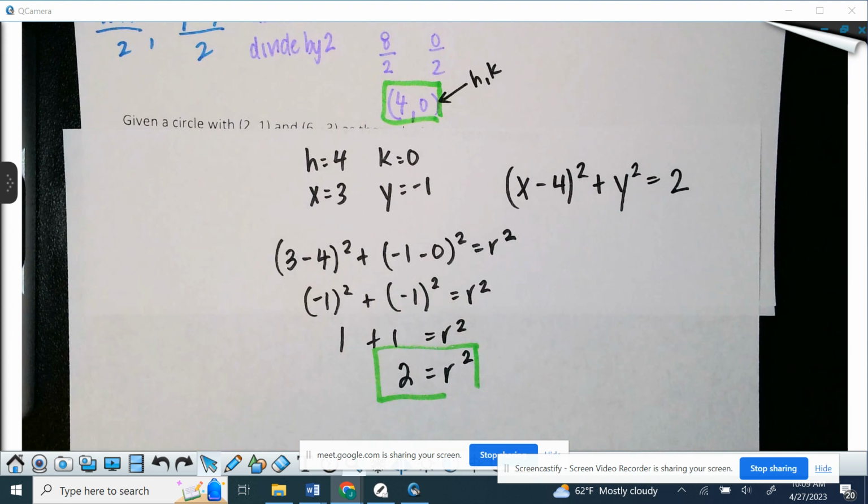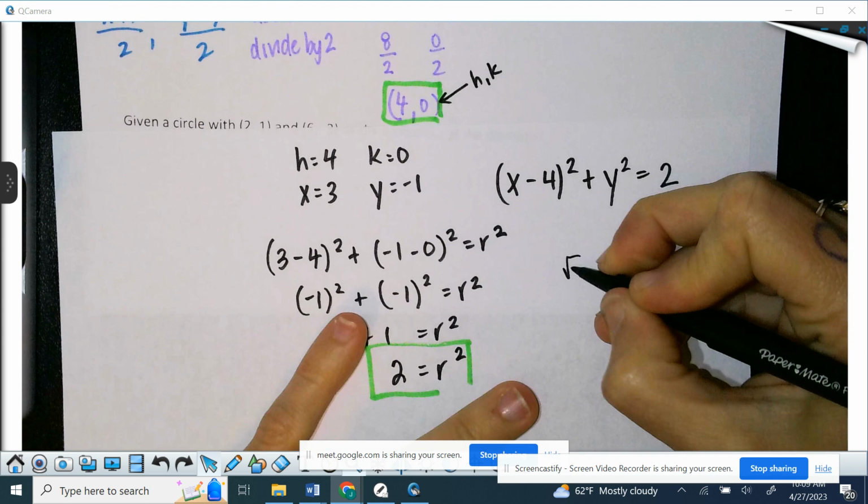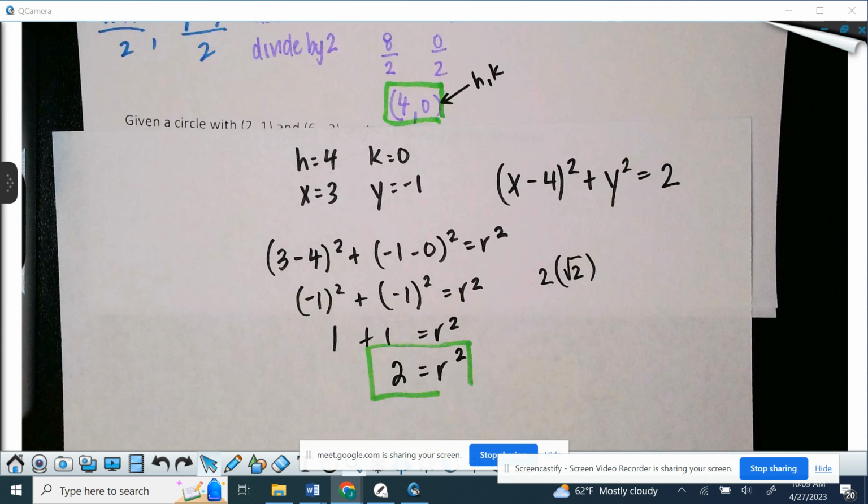So if you saw this, they could ask things like, what's the center? What's the radius? What's the diameter? In this case, the diameter is not 2. It's not 4, because the diameter would be the square root of 2 times 2. So 2 times the square root of 2 would be your diameter, because it's double the radius. And the actual radius is whatever decimal the square root of 2 is.